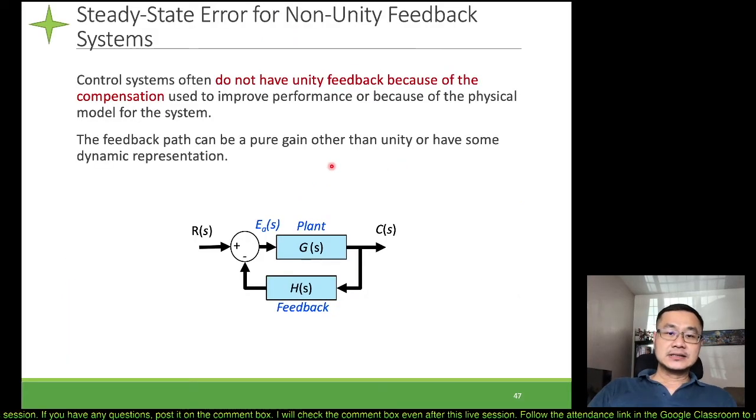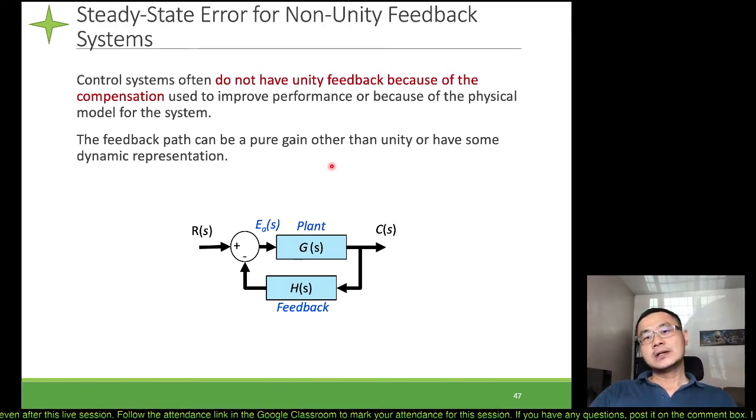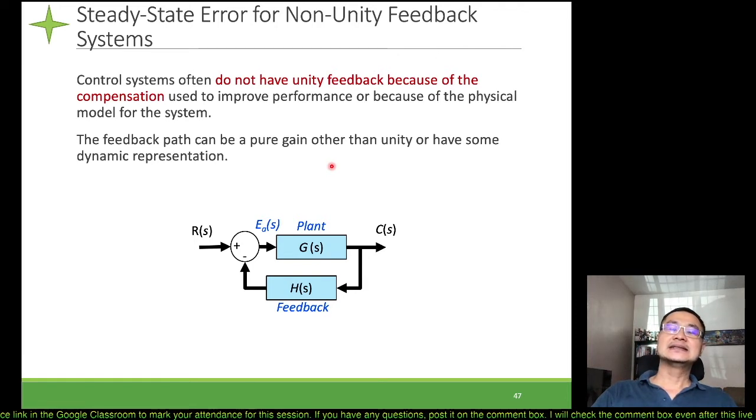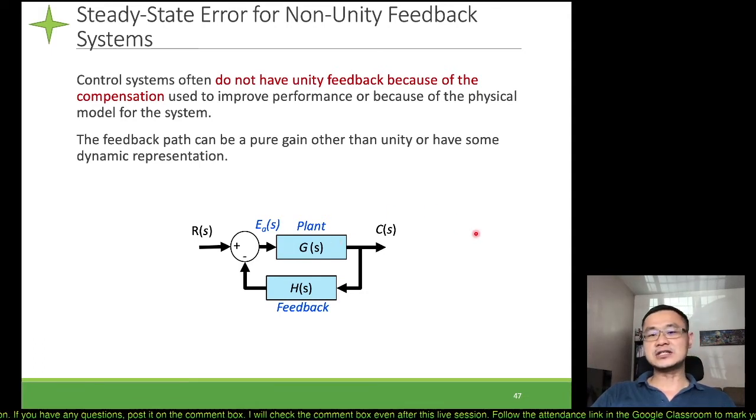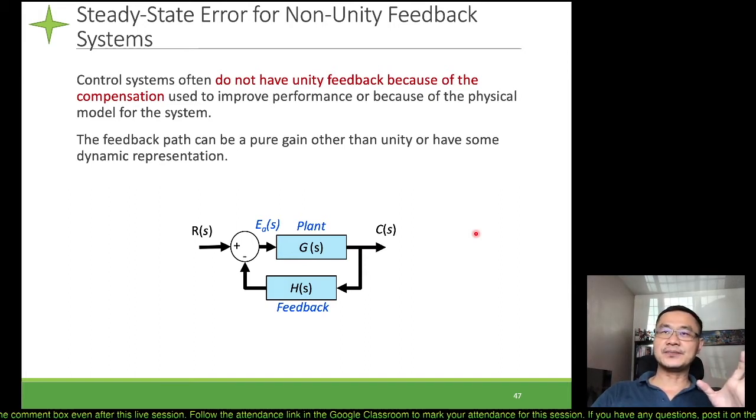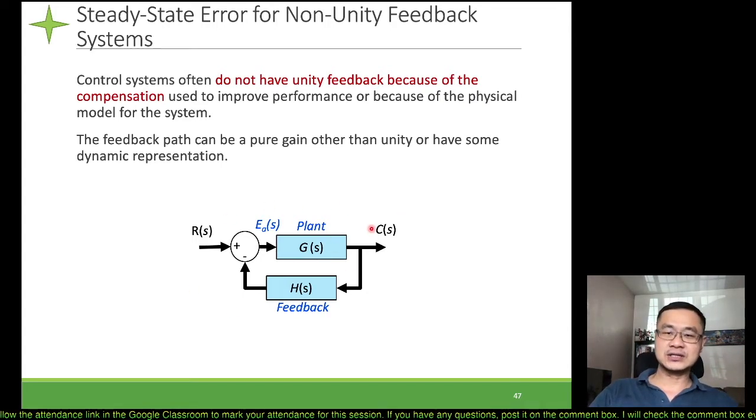So next, we would also go through the steady state error for a non-unity feedback system. As we have seen previously, we only considered the steady state error for a unity feedback system. So how we can handle a non-unity feedback system is that we would again reduce our block diagram into a familiar unity feedback system.